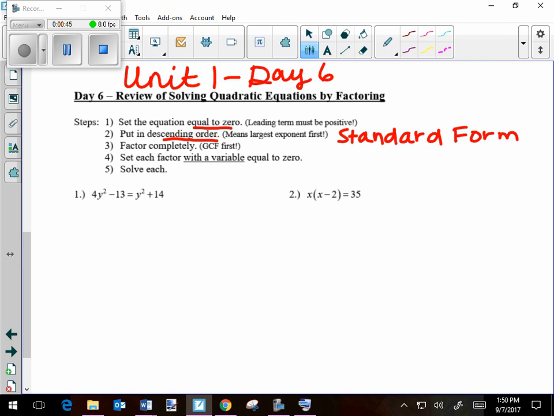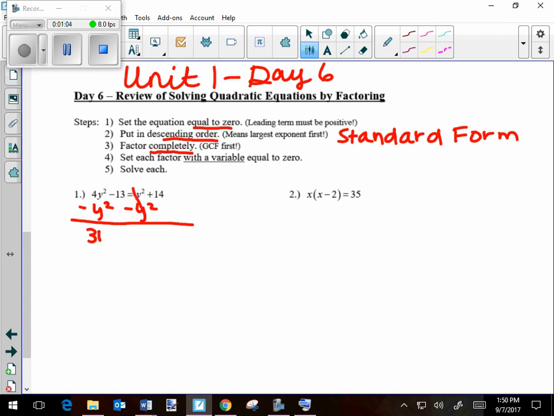So you want to get your equation in standard form. You're going to factor completely. Might be more than one kind of factoring. You're going to set each factor with a variable equal to 0, and then you're going to solve each. So when I look at question number 1 and I see those y squareds in there, that tells me I want to get this equation equal to 0 so that I can factor.